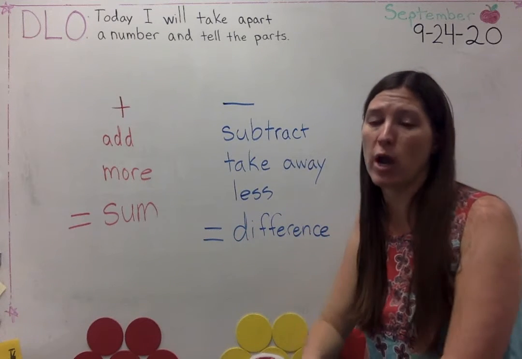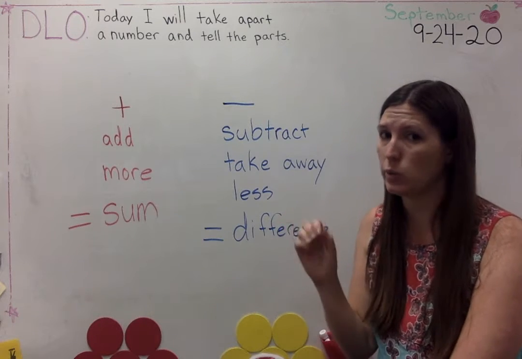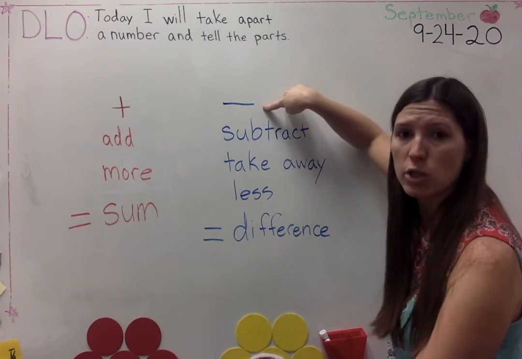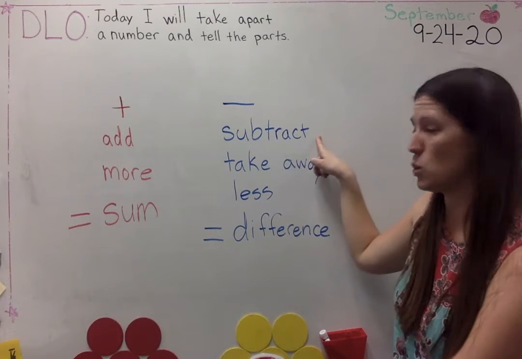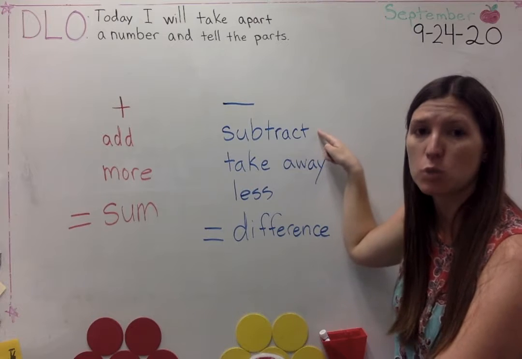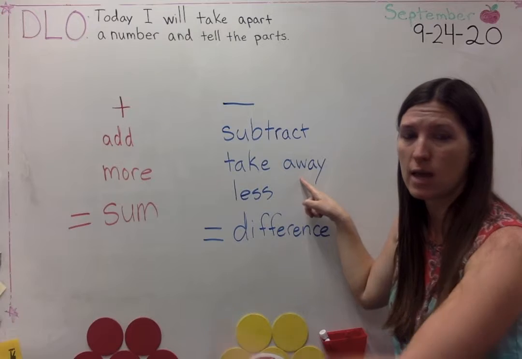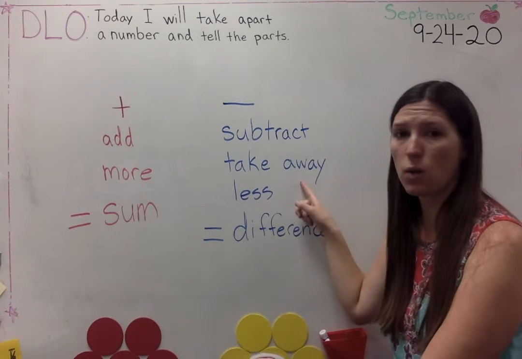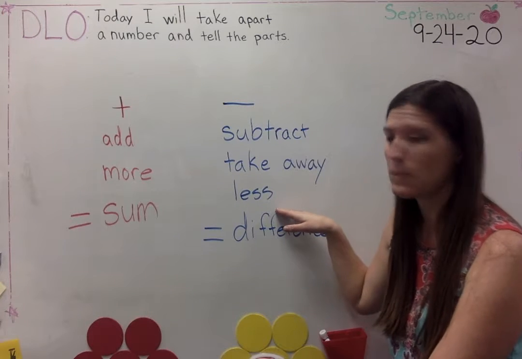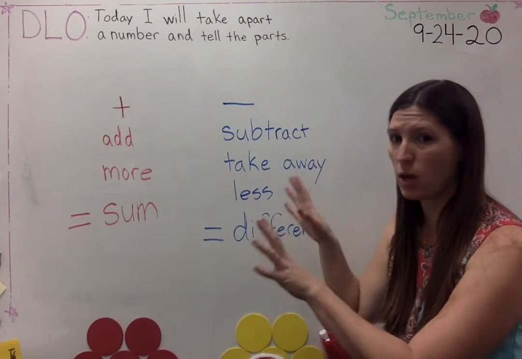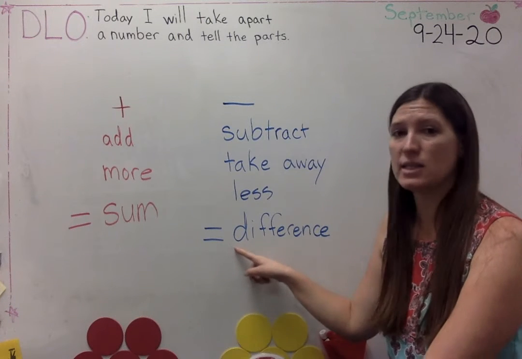Now let's go over some subtraction because we're going to be working on that in a couple days, and if we know the terms, then we'll be ready to go. Say operation, minus. Minus is when we subtract. Say subtract. Say take away. When we take away, we're getting less. Say less. After we take away, we have less. After the equal sign, it's the difference.